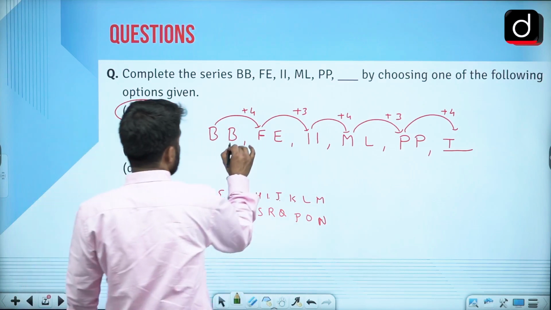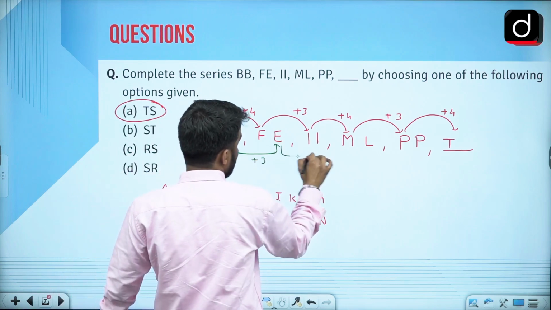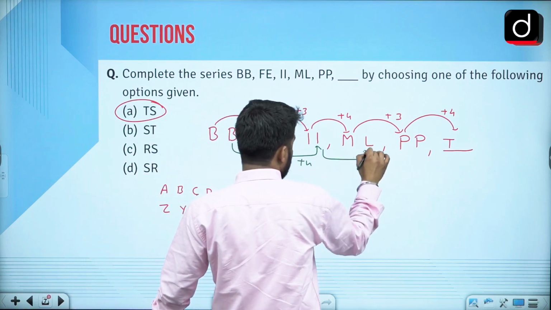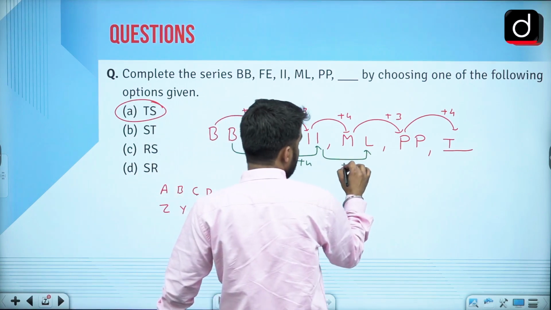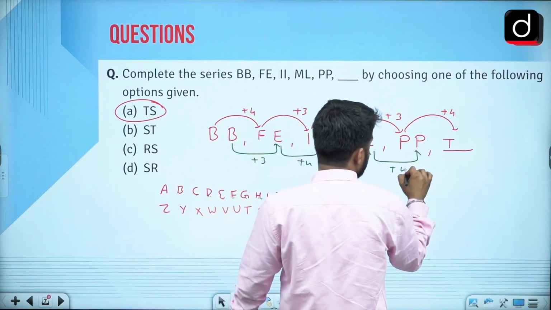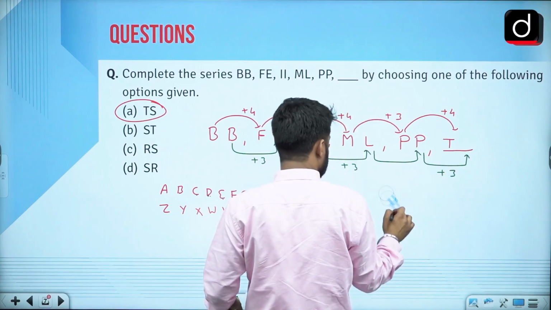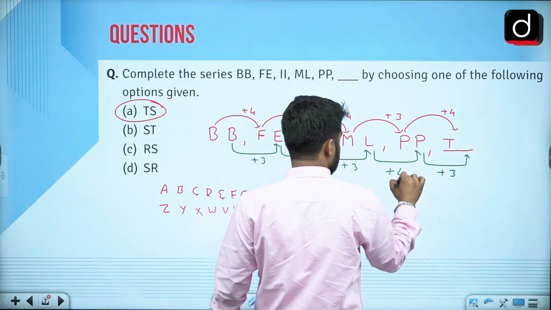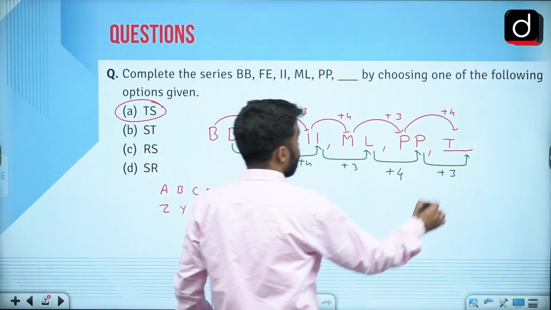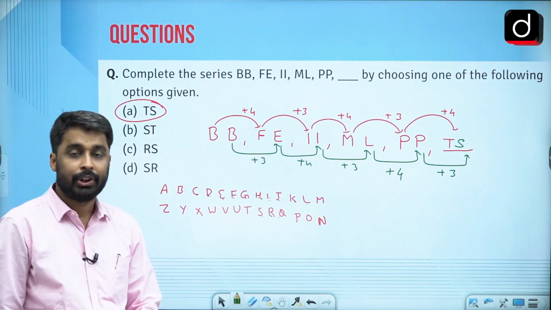But since we are in the learning phase, I'm going to tell you about the gap of the second letter also. See, from B to E, the gap was 1, 2, 3, plus 3 letters. From E to I, the gap was 1, 2, 3, 4, 4 letters. From I to L, the gap was 1, 2, 3, 3 letters. From L to P, the gap was 1, 2, 3, 4, 4 letters. From P, again the gap would be plus 3, right? So 1, 2, 3, it would be S. So my answer would be TS. Please see to this.